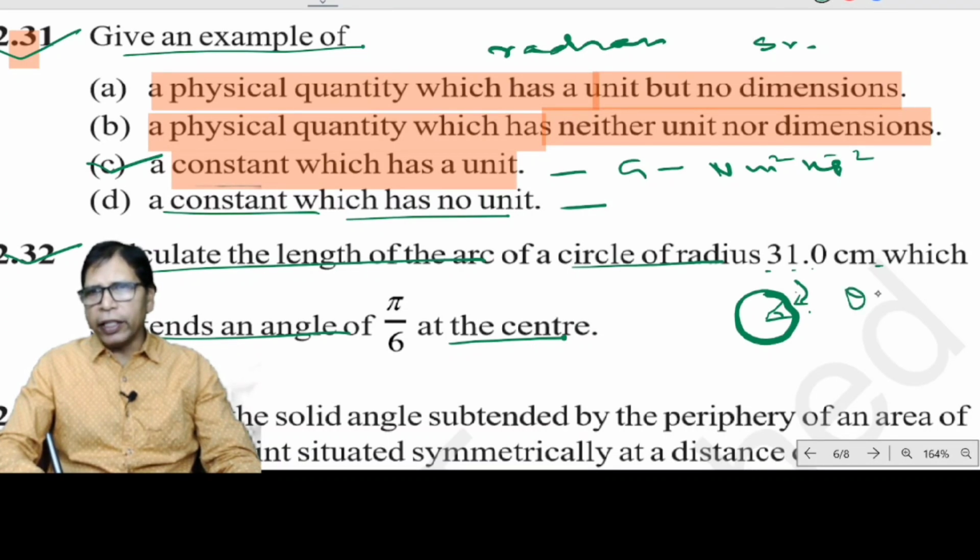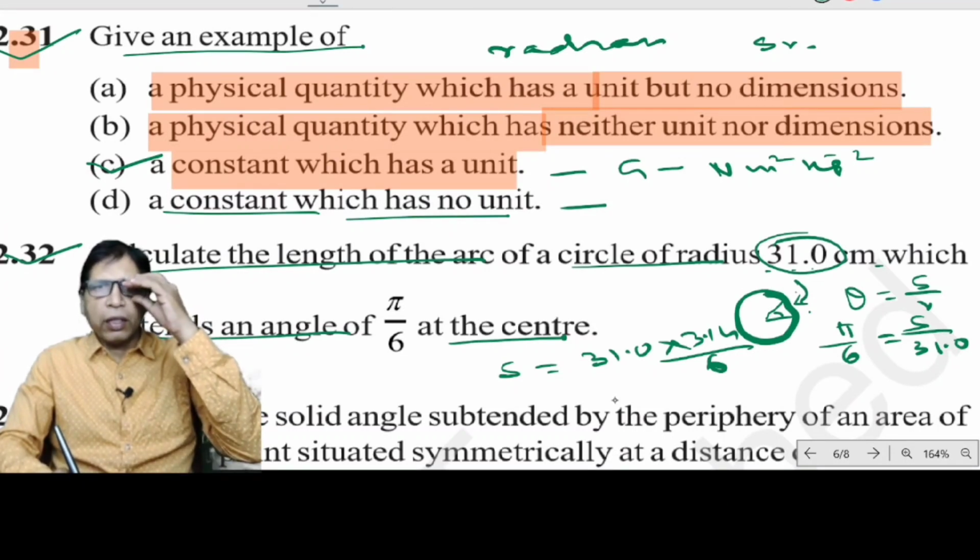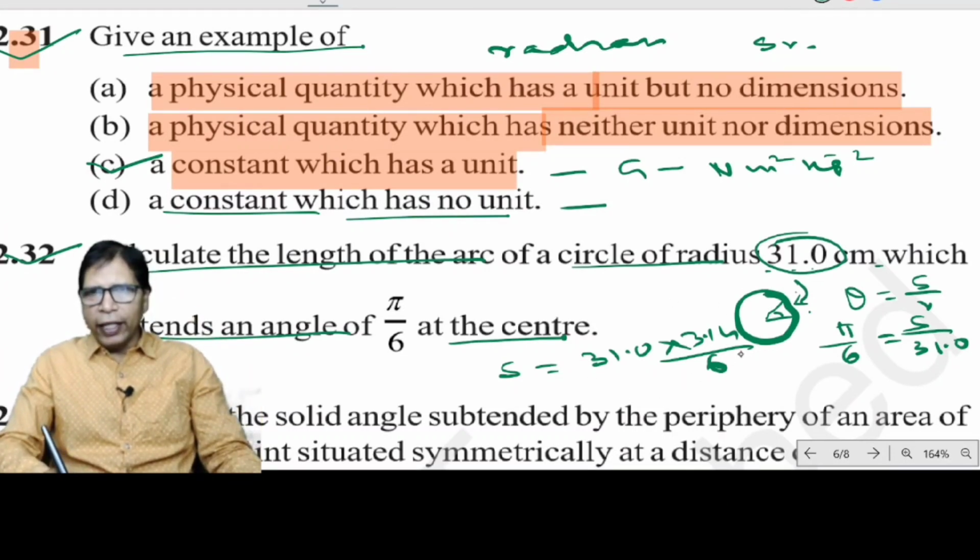Now, we know theta equals arc length by radius. Here, radius is equal to 31.0. So, look at this, pi by 6 equals s divided by 31.0. Therefore, s equals 31.0 into pi, where pi is 3.14, divided by 6. Now, so the length of the arc, look at this, is almost 16 centimeter. Okay.